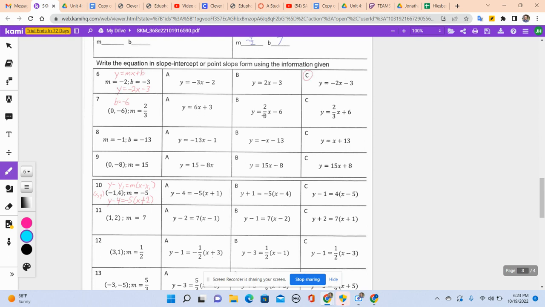So the answer would be B. Y equals 2/3 x minus 6. You plug in the m, plug in the minus 6 from the b, that gives you B. On 8, just be careful. There's an invisible coefficient of 1 on some of these answers.